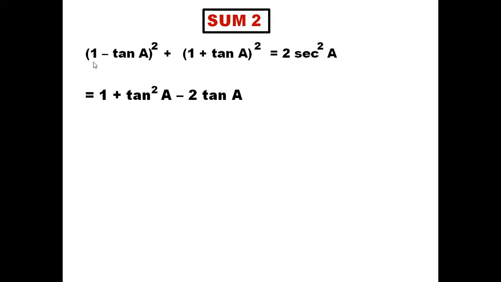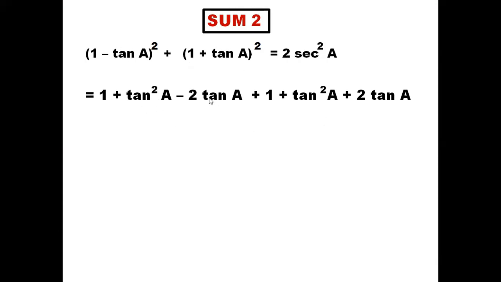Here we see 1 minus tan A whole square. We use the formula A minus B whole square, that is A square plus B square minus 2AB. So 1 plus tan square A minus 2 tan A. Here A is 1, right? Similarly, we use the formula A plus B whole square. So 1 square plus tan square A plus 2 tan A, because A is 1 here and B is tan A, right?